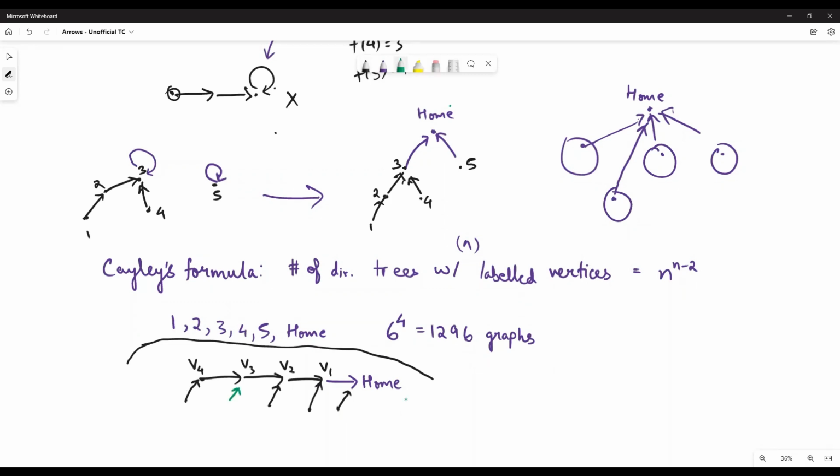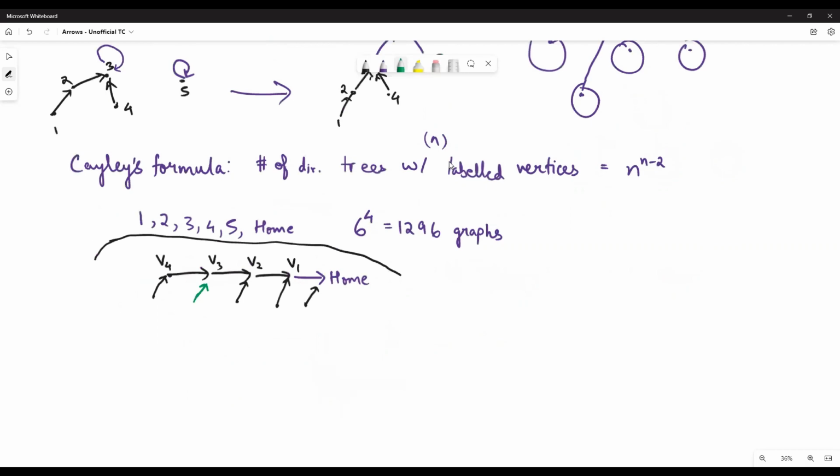Yeah, but the length of the path from V4, F of V4 is V2, and F of 3 reaches V1, and V1 and V2 are not the same. So this doesn't work. And the type of these graphs is 5. I mean, I've broken these graphs into 5 cases. That V5 goes to home, goes to V1, goes to V2, goes to V3, and goes to V4.